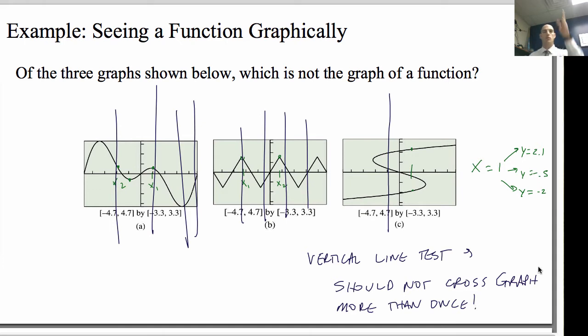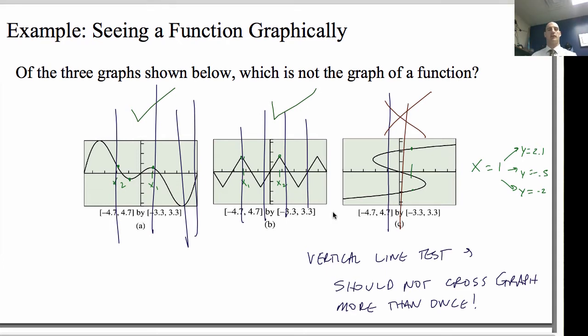Okay, so for the vertical line test to work, it shouldn't cross the graph more than once. So this one is good. This one is good. This one is no good because our vertical line crosses it more than once. Okay, that tells you that at a given x, I've got 1, 2, 3 y. That can't happen. Can't have more than one output for the same x.